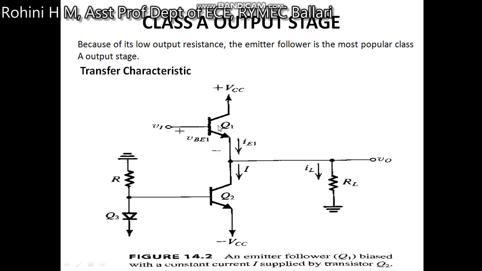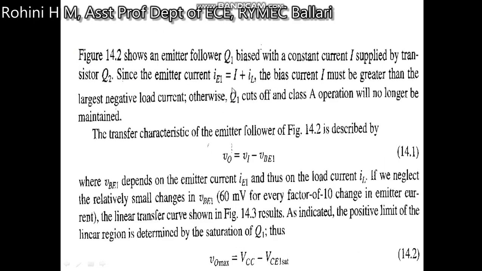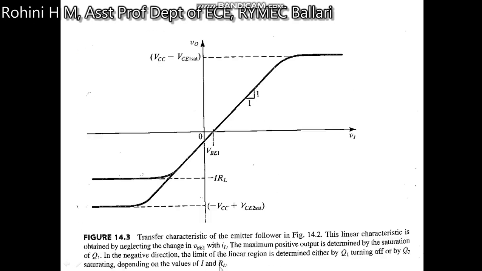So VCC minus VCE sat is our output voltage, and here is the curve which is shown, that is, this is the transfer curve. So the maximum V out is VCC minus VCE1 sat. Okay, so this is the transfer characteristics of the emitter follower. Here on the negative side, minus VCC plus VCE2 sat. So this linear characteristic is obtained by neglecting the small changes in VBE with IL.